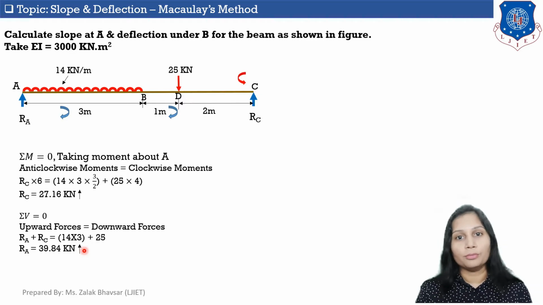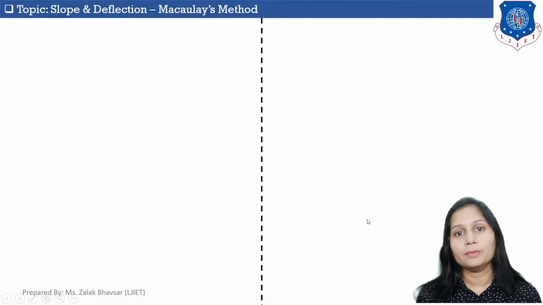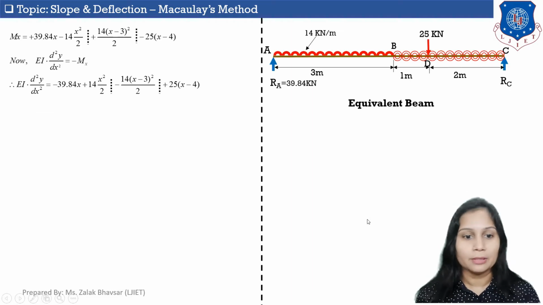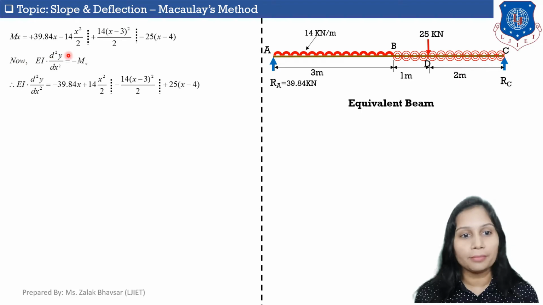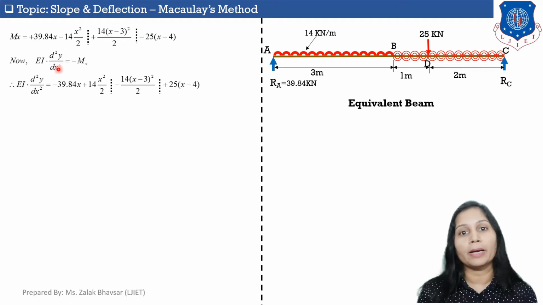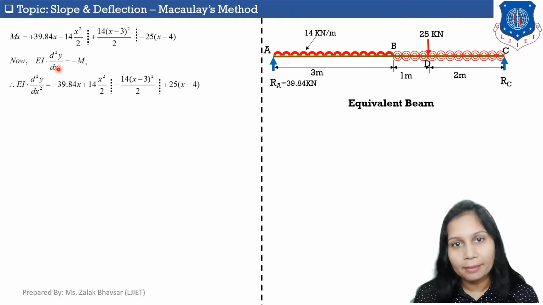Now let's move to step number 2. In step number 2, we will formulate the differential equation. So here is our differential equation: EI d square y upon dx square is equal to minus Mx. So we need to first calculate Mx.